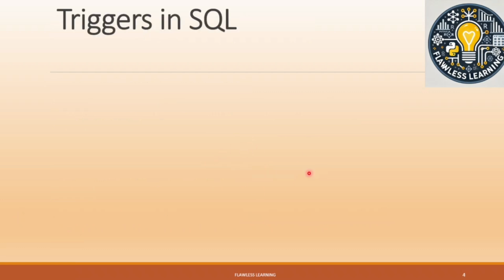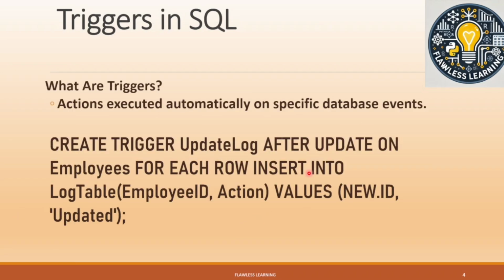Now there are triggers in SQL. So what are triggers in SQL? Basically an action executed automatically on specific database events. So what does it mean? Triggers automate actions based on events like updates or deletion. Suppose there is a company policy and after some days the employees' IDs got changed. There are a lot of employees in one company, right? So how can you change that on a specific database event? That's what a trigger is needed for.